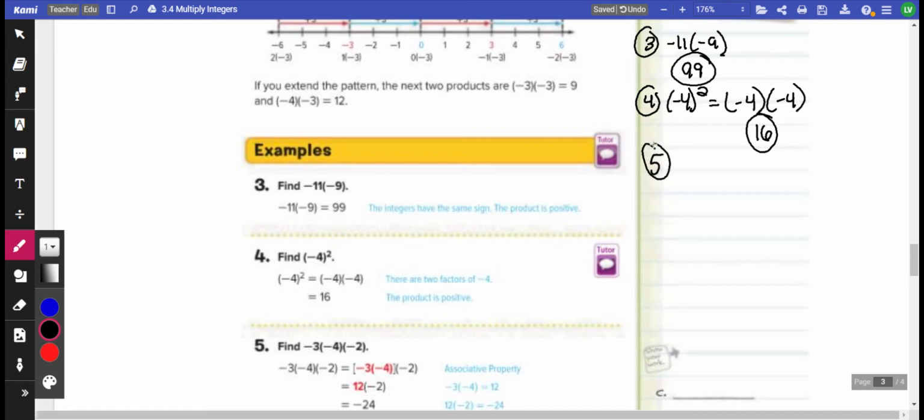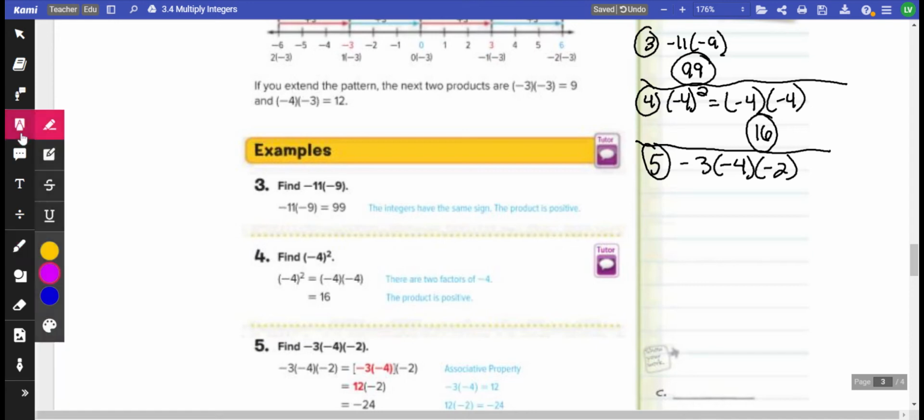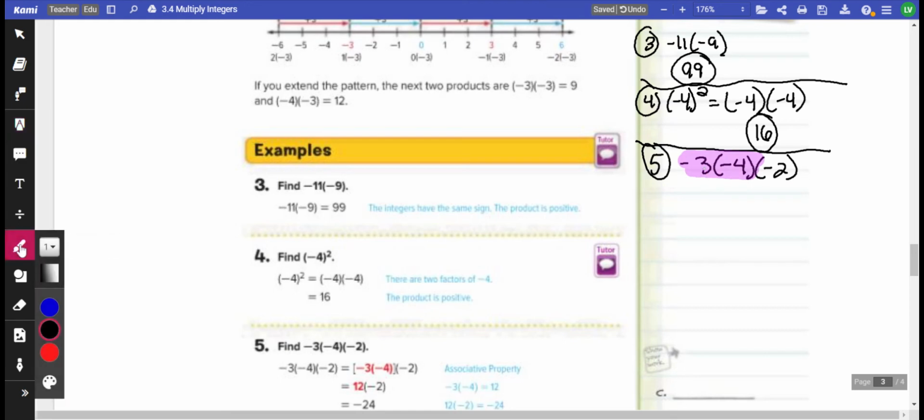For number 5, this one's a little bit longer in that it has 3 numbers that we're multiplying instead of just 2. So negative 3 times negative 4 times negative 2. Well, I'm going to break this up, and I'm just going to multiply the first 2 numbers to begin with. Negative 3 times negative 4. I'm putting that in brackets so I know that I'm doing that part first. So 3 times 4 gives me 12. Negative times a negative is a positive, so that leaves me with the 12. So 12 times negative 2.